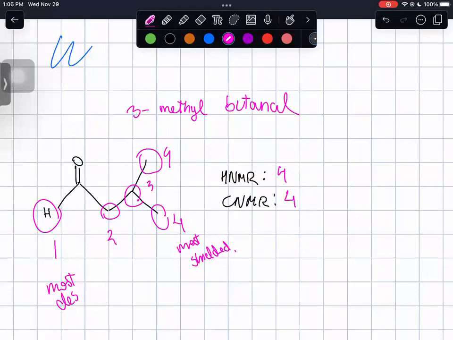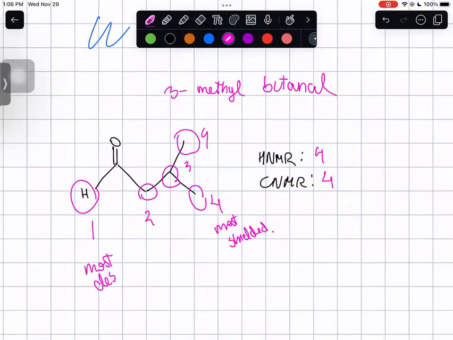Okay, how do we know that something is de-shielded? What were the factors? Close to an electronegative atom. Exactly. So whenever you're close to something that's electronegative or electron dense, you're going to be de-shielded.